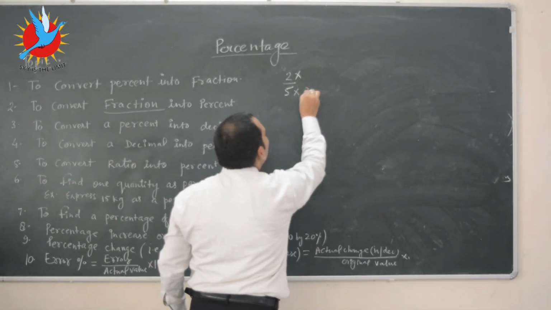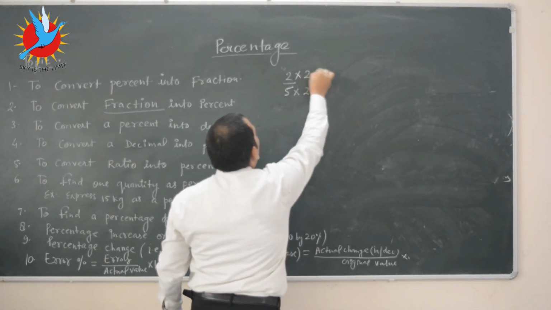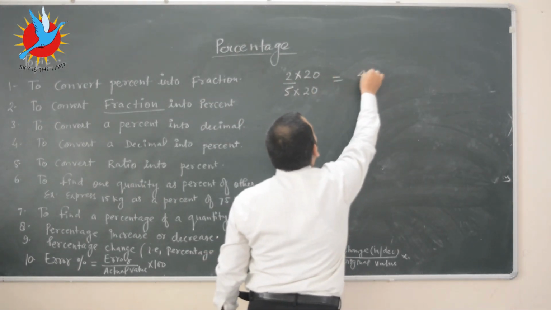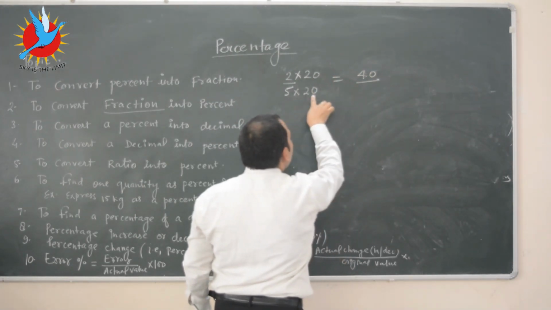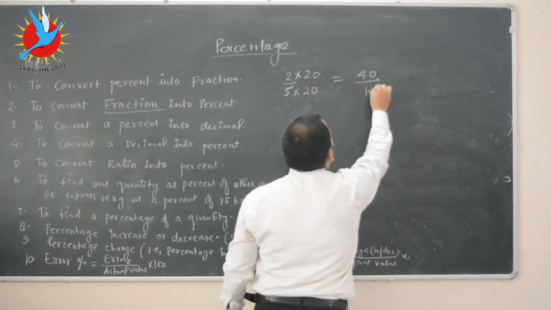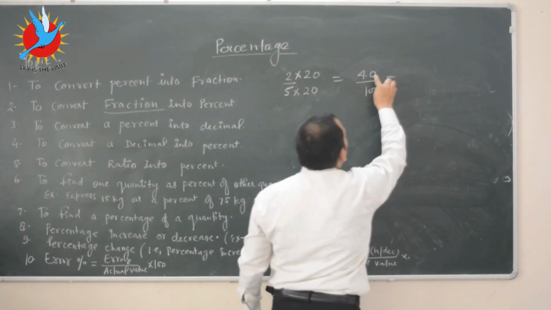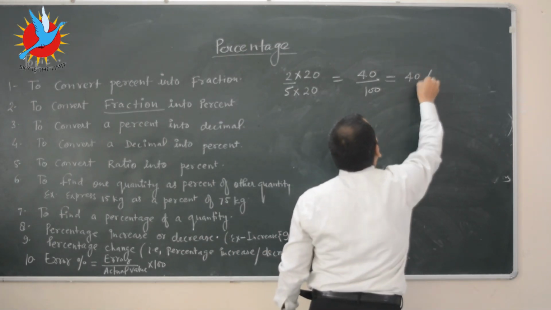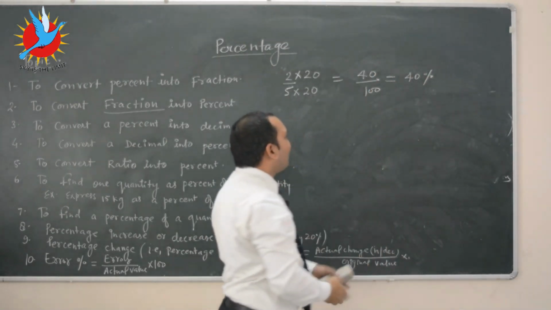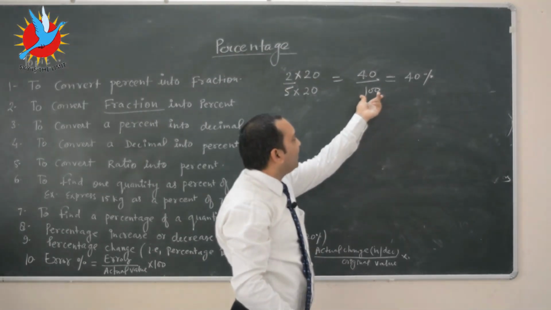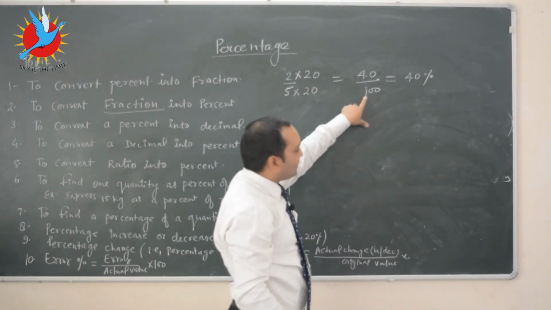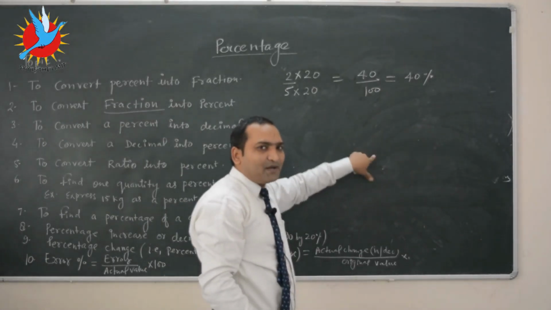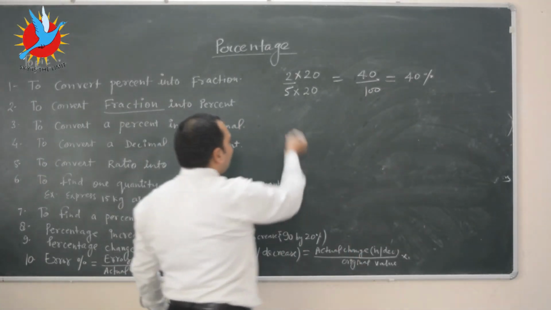So 5 into 20, which is equal to 2 into 20, 40 upon 5 into 20, 100. So which is equal to 40 out of 100, means 40%. If there is a number whose denominator is 100, we write 40% because 40 out of 100, 30 out of 100 means 30%. So this is the first method.